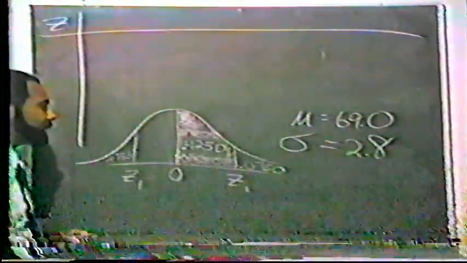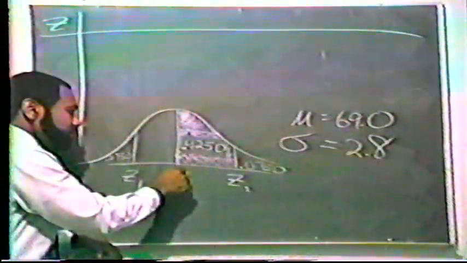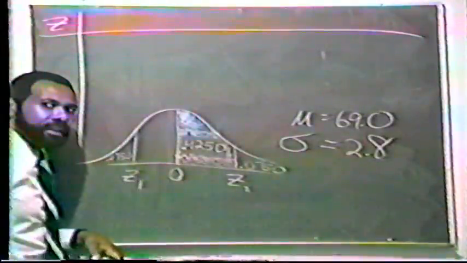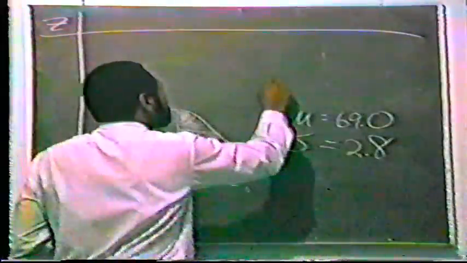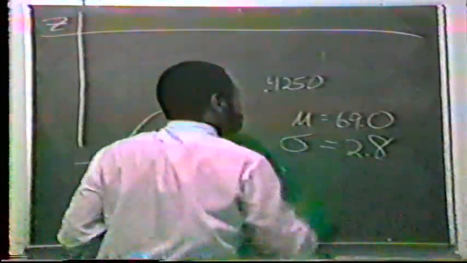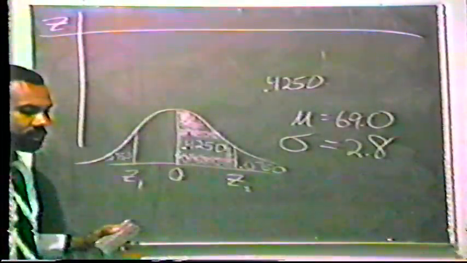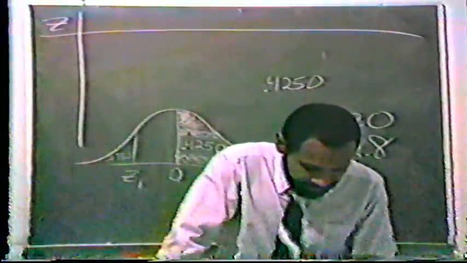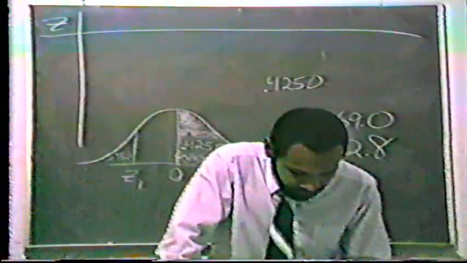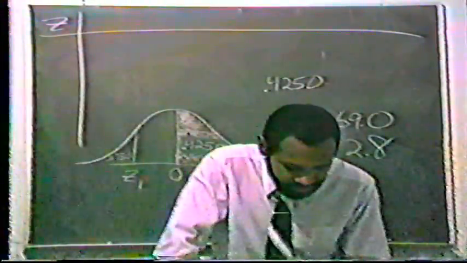All those probabilities represent the areas between the mean and the z-scores. That's what they represent. So you're looking in the body of the table for 0.4250. That's what you're looking in the body of the table for. So you're looking for that number. And you don't see it in the body of the table.